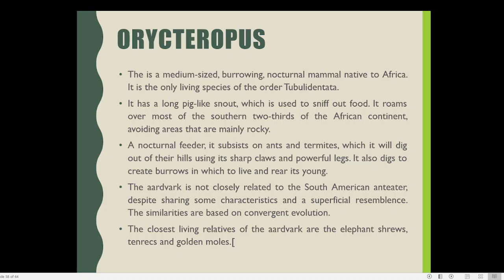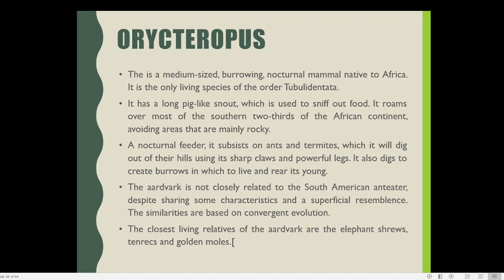Now we move to the next one, that is Orycteropus. Orycteropus actually belongs to the order known as Tubulidentata. I will show you the characteristics of Tubulidentata. Aardvark is the popular name of the animals coming in this order.